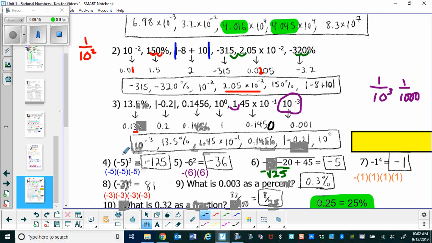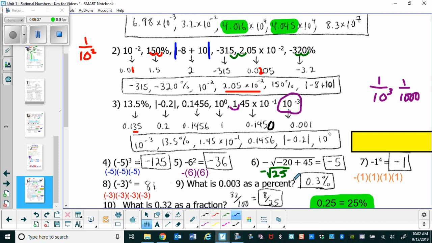So for number 4, the base is -5. And this negative times negative is a positive 25. But times a negative again is a negative 125. For the next one, number 6 in purple, it's not in parentheses, so it's 6 times 6, which is 36. Now the negative, negative 36.